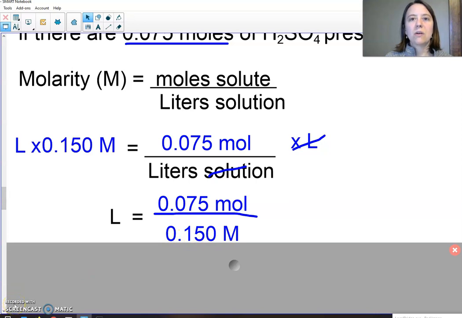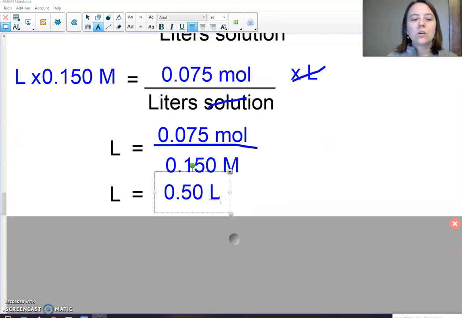And what is the amount of liters? If you said 0.50 liters or 500 milliliters, you would be correct.